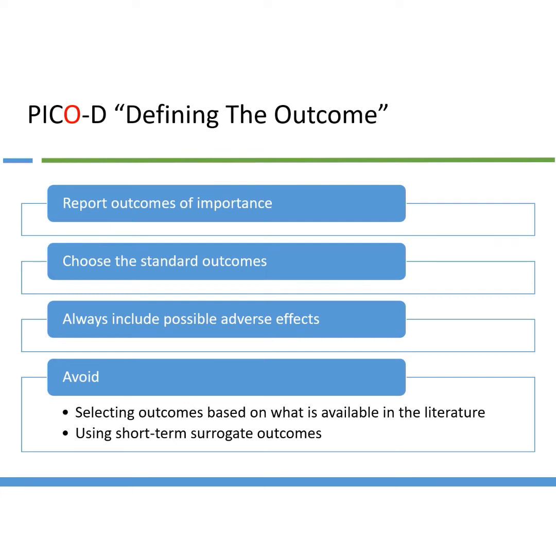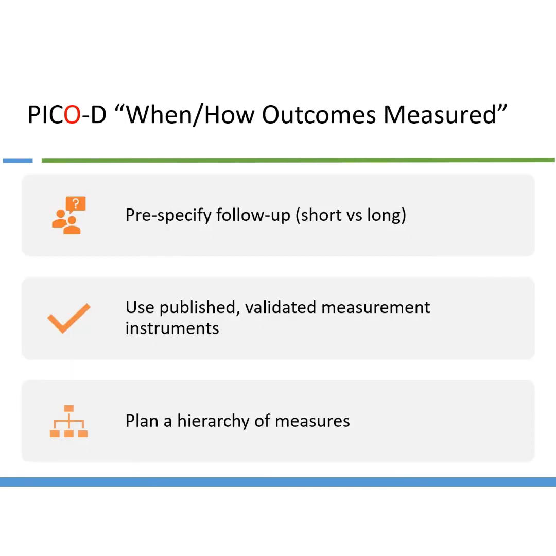Avoid selecting outcomes based only on what is available in the literature. Try to choose the outcomes that are important for that disease state. Try to avoid using short-term surrogate outcomes. You want long-term hard outcomes that are more clinically relevant. And how the outcomes are measured, you should specify that.